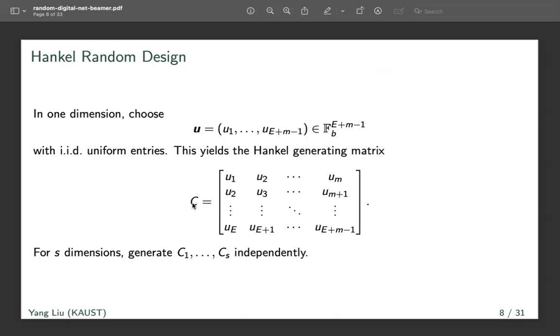We also consider the randomized construction of the generating matrix, and the generating matrix has this Hankel structure. Now instead of choosing each entry uniformly, we only choose a vector of length e plus m minus 1, where each entry in this vector is i.i.d. from F_b. Then we construct this Hankel matrix. This is for 1D, and for multiple dimensions, we just generate these generating matrices independently across dimensions.